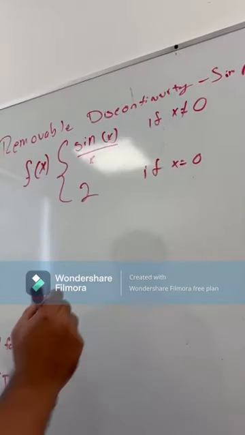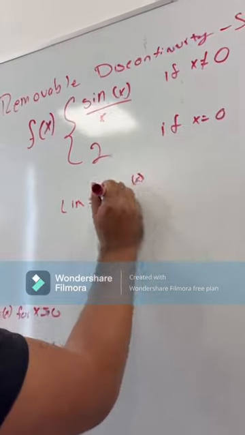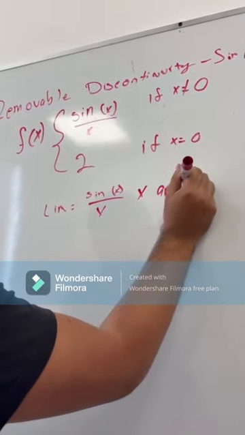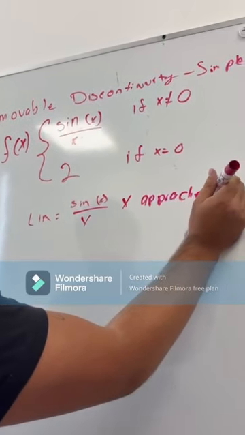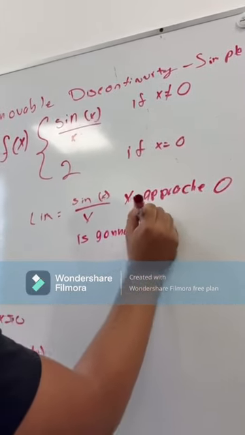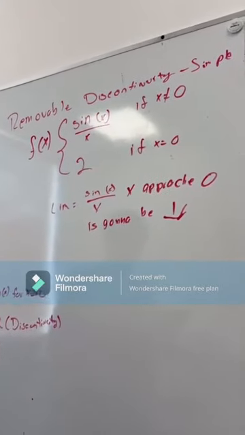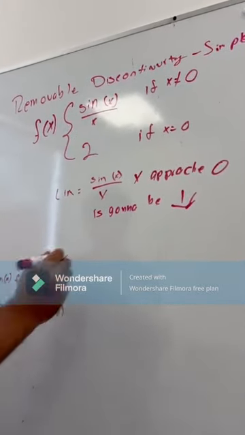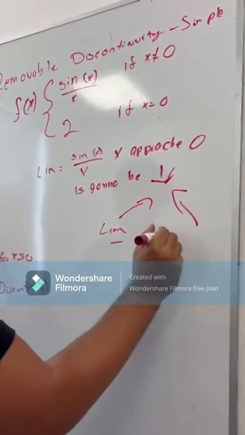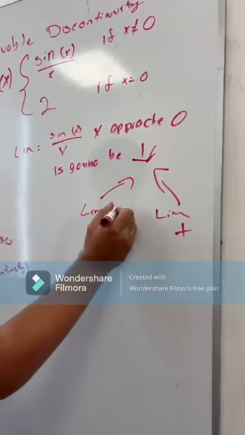Now here's the interesting part. The limit of sin x over x as x approaches 0 is going to be 1. And this means that the function is trying to be 1 at that point. It's approaching 1 from both sides, from the left and from the right.